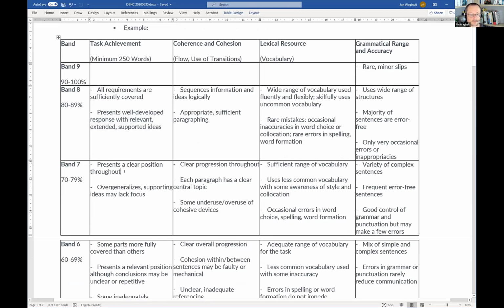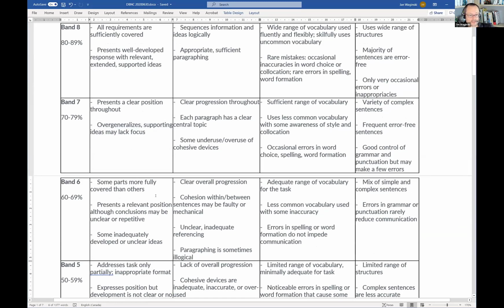Band 7 presents a clear position throughout. That means if I look at any part of your essay, any paragraph, I need to know what your position is on the question they've asked you. Keep in mind though, for Band 7, you can still overgeneralize. Supporting ideas may lack focus. That doesn't mean they're off topic, it just means they lack detail or they're a bit vague.